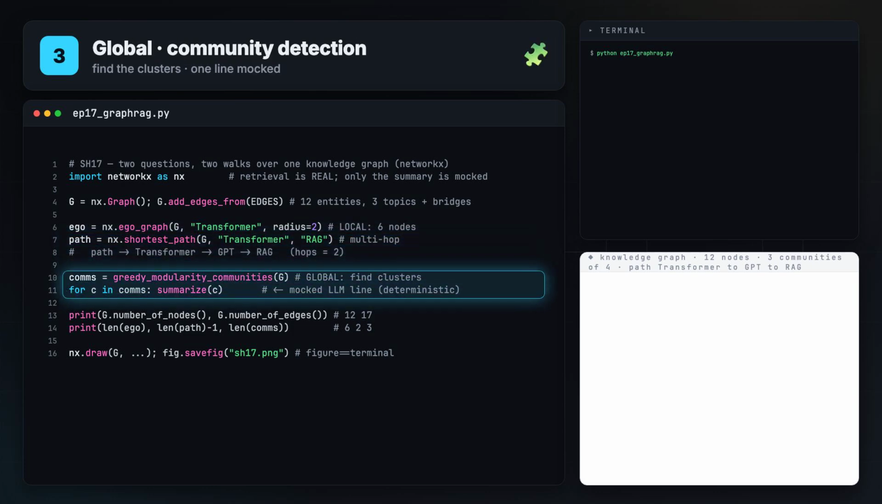For the global question, greedy_modularity_communities, G, clusters the graph. It groups nodes so that edges stay mostly inside groups, not across them. We sort the clusters and for each call our summarize helper. That helper is the one mocked line. In production, it's an LLM prompt. Here, it's deterministic, so the output reproduces.